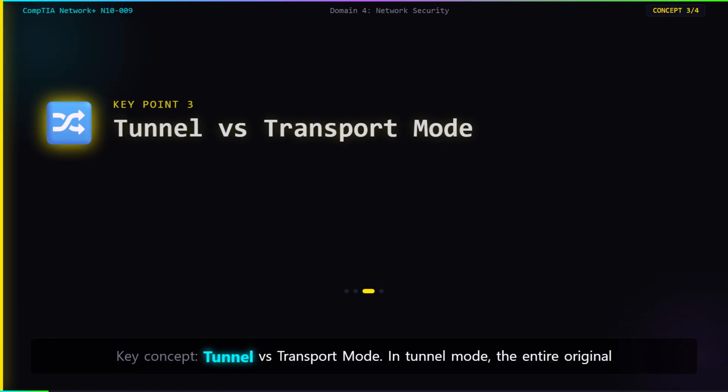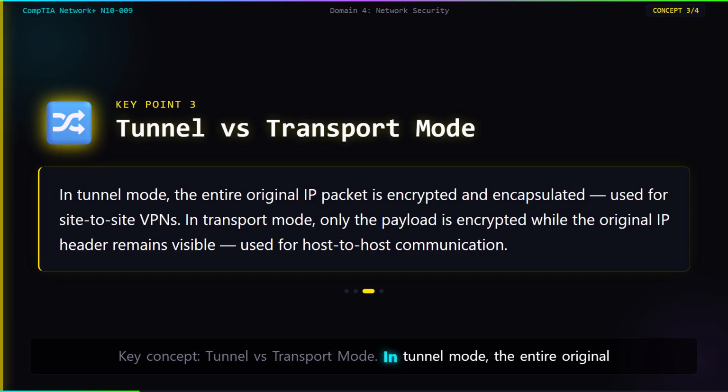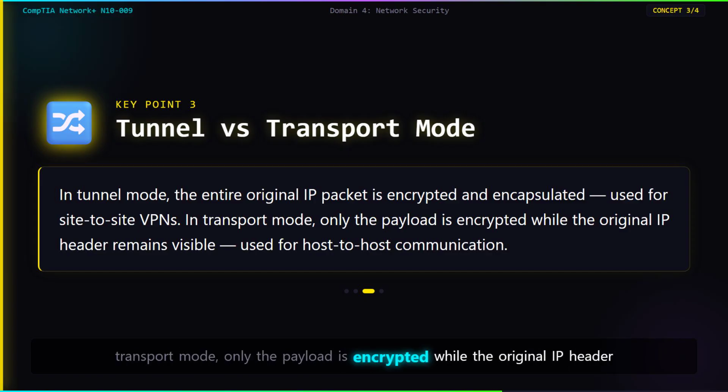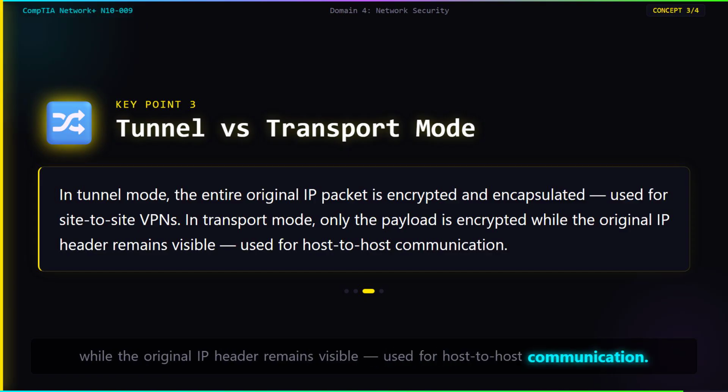Key concept: tunnel versus transport mode. In tunnel mode, the entire original IP packet is encrypted and encapsulated, used for site-to-site VPNs. In transport mode, only the payload is encrypted while the original IP header remains visible, used for host-to-host communication.